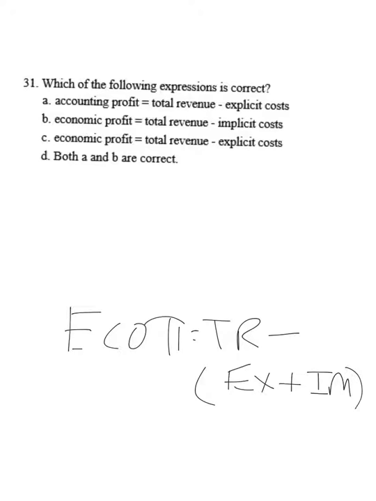So the two possibilities illustrated here, B and C, for economic profit, those are both incomplete. B only considers implicit costs, C only considers explicit costs. So neither one of those can be correct. Accounting profit doesn't consider implicit costs. It only considers explicit costs. So the correct answer is going to be A in this case.